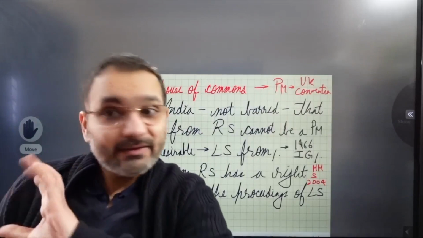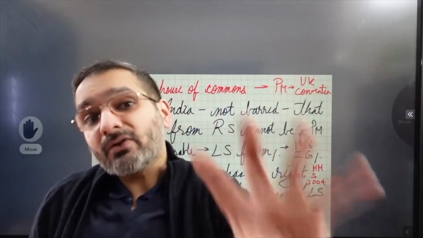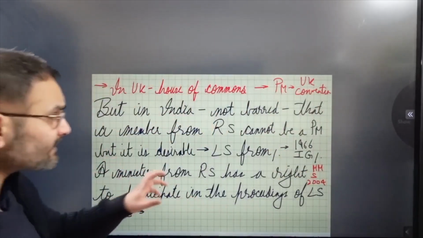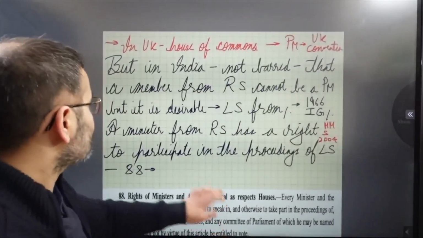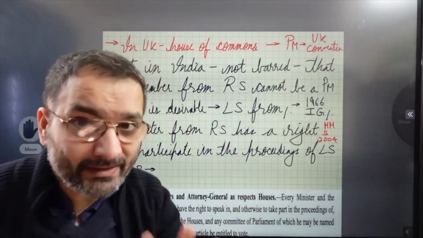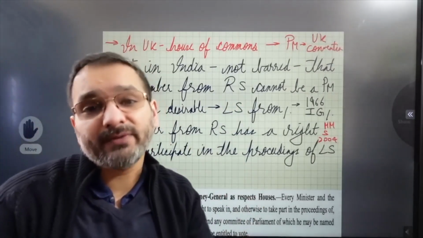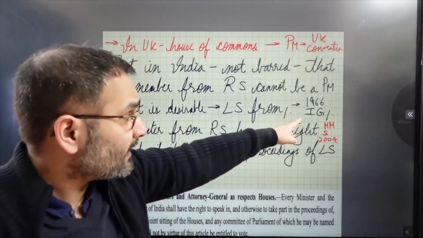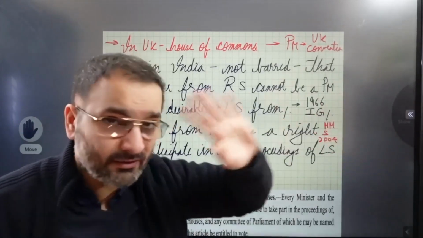But in India, there is nothing in the constitution that bars a member of the Rajya Sabha from becoming a Prime Minister. Do you understand? We'll just come to the articles. In fact, we are going to see the provision, we have almost reached it. A member of the Rajya Sabha can be a PM, but it is desirable that the Prime Minister be from the Lok Sabha, because otherwise, how will the will of the people be properly expressed? So in the case of Indira Gandhi 1966 and Manmohan Singh 2004, both were from Rajya Sabha.